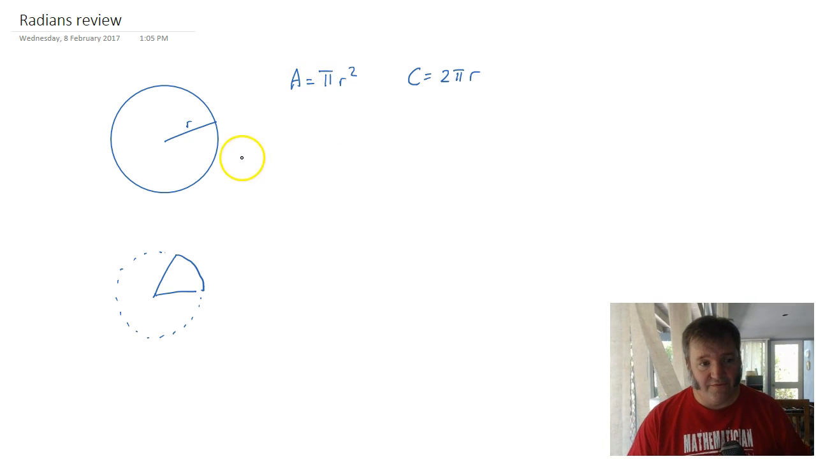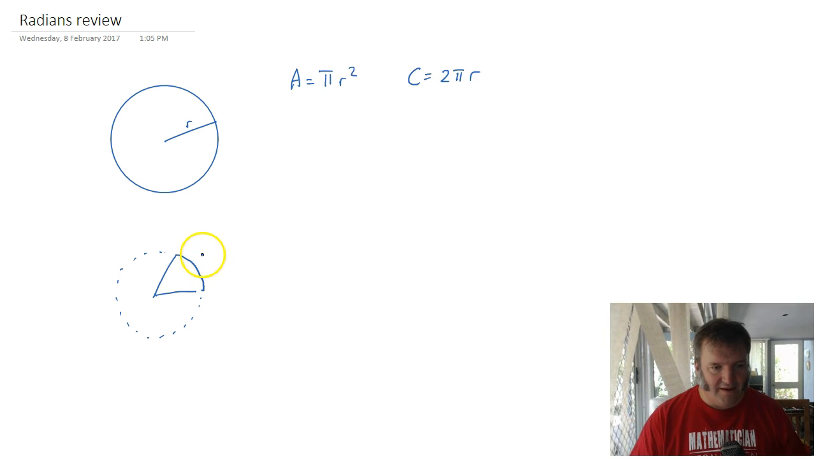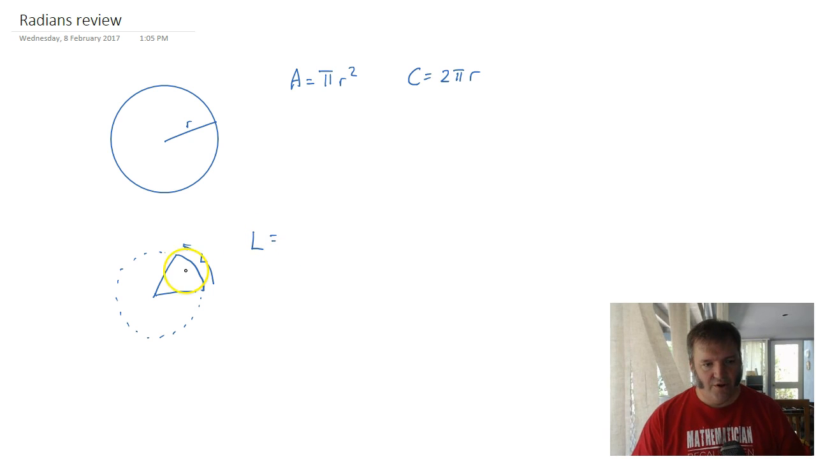We were able to find the arc length in this case, so the arc length I'm going to call L. How do we do that? Well, the arc length was a fraction of the circumference, wasn't it? What fraction was it? Well, I measured that angle in there, theta, and I said it's that fraction out of the whole circle, which is of course 360 degrees, and then I multiplied it by 2 pi r.